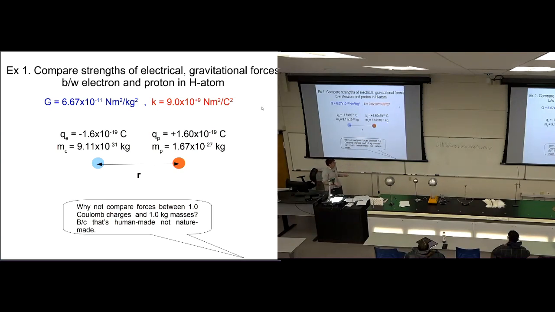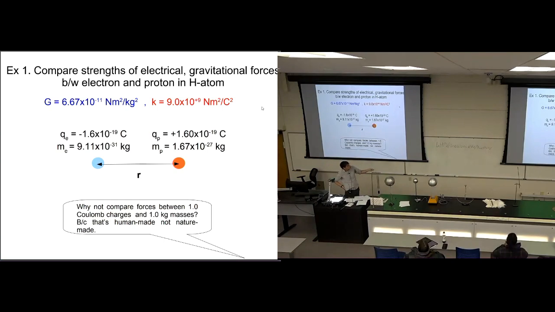Okay, so on this slide, I've made a picture of the problem. Here's the electron on the left, here's the proton on the right. I indicated the separation of them. I called it R in the hydrogen atom. I listed some numbers that we're going to need. We need some properties of the electron, its charge and its mass. These are tiny numbers, but I wrote them down here. We need some properties of the proton, its charge and its mass. I wrote them down here, tiny numbers again.